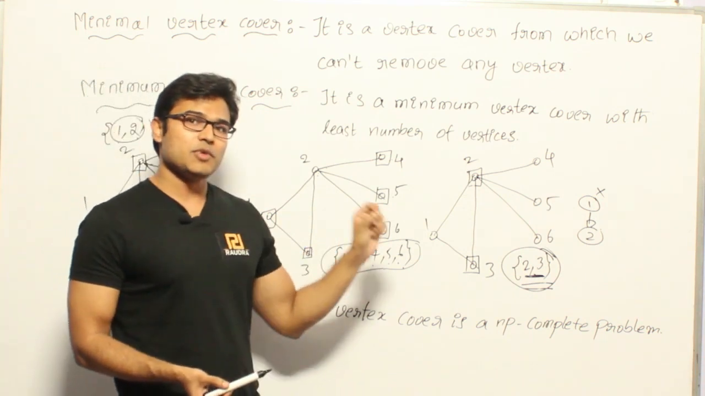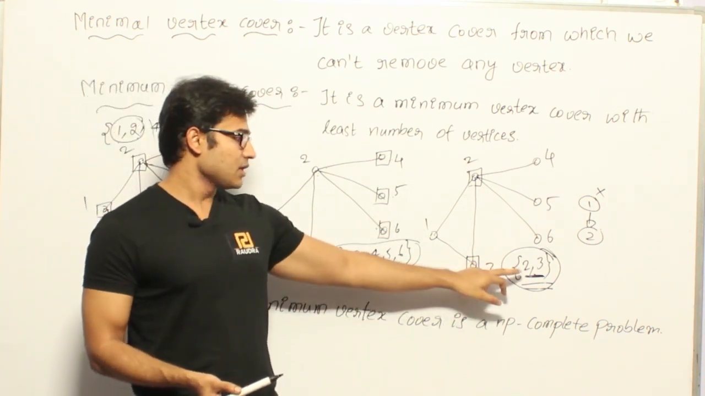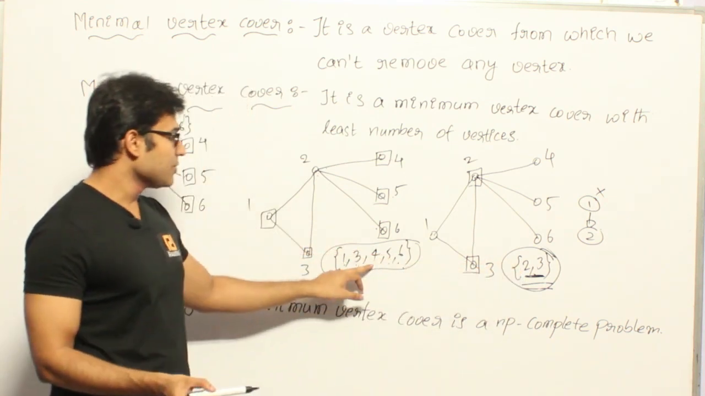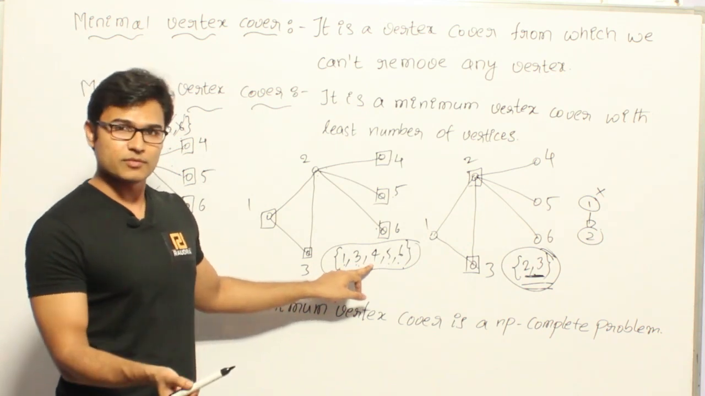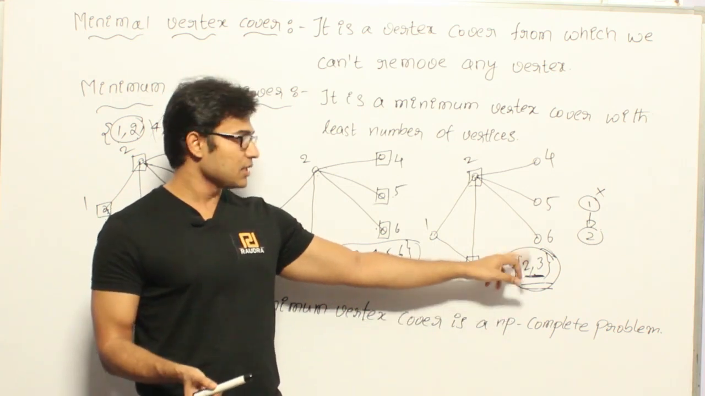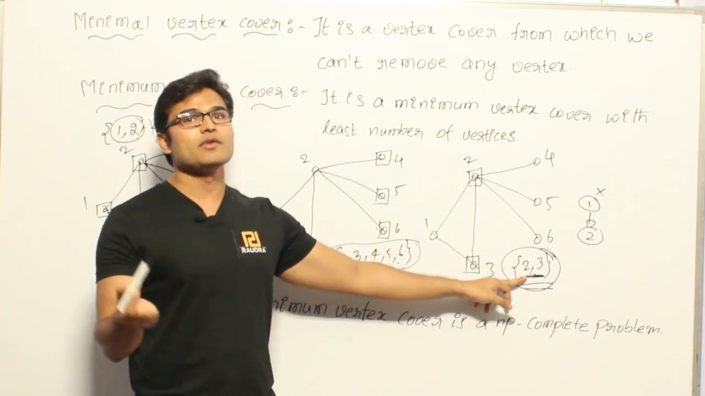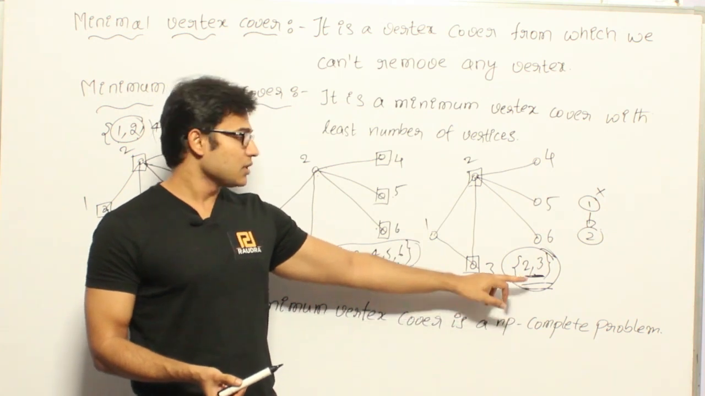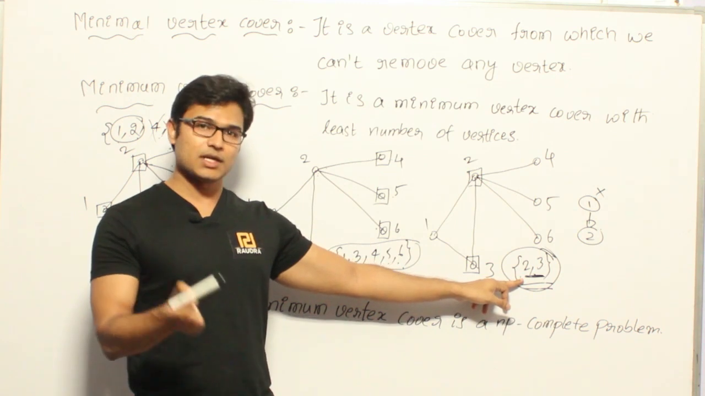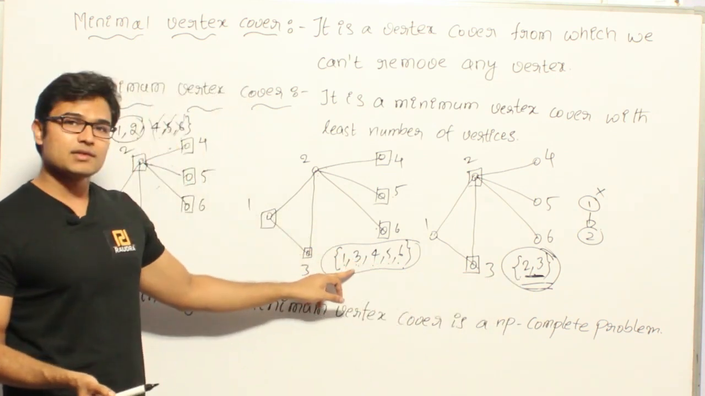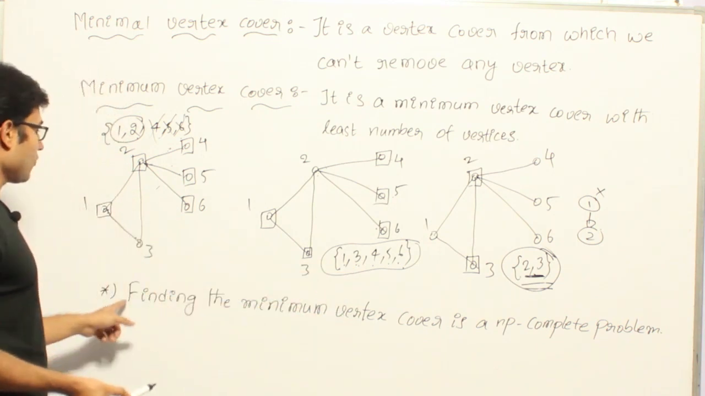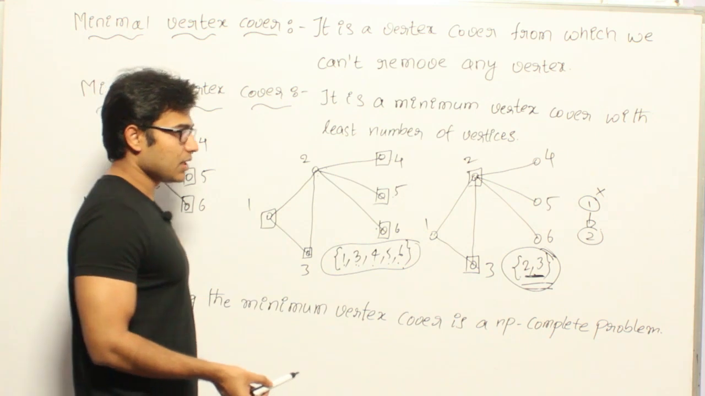Now what can you say about the minimum vertex cover? The minimum vertex cover is always minimal, but the minimal vertex cover need not be minimum. Are you getting this? The minimum vertex cover is always minimal, which means you cannot delete anything from it. If you can delete it, then it will not be minimal, isn't it? So the minimum vertex cover is always minimal, but the minimal vertex cover need not be minimum. Got it? Okay. And now finding the minimum vertex cover is an NP complete problem.